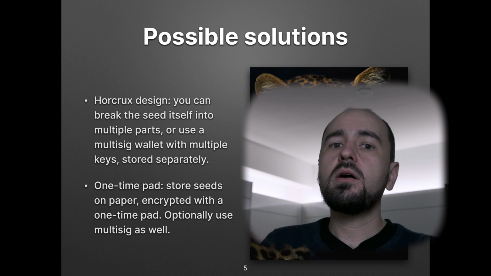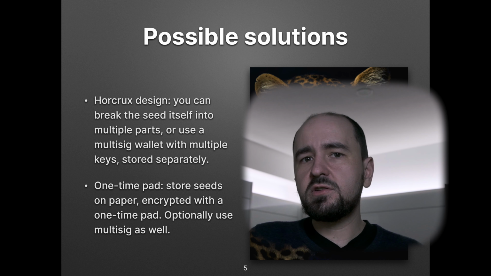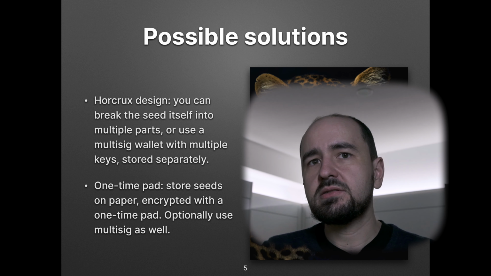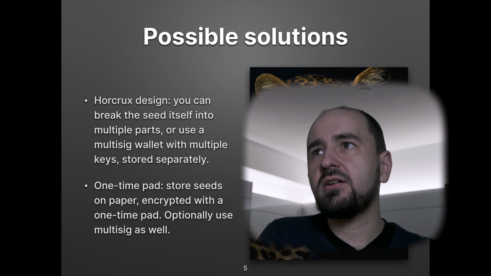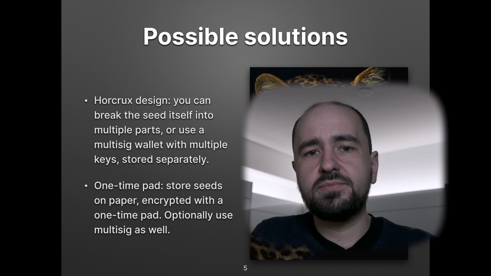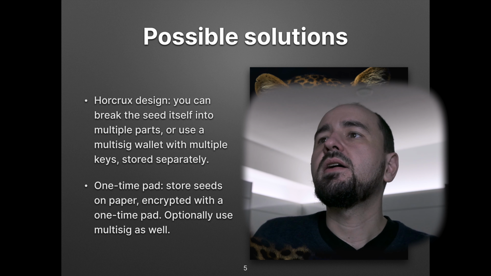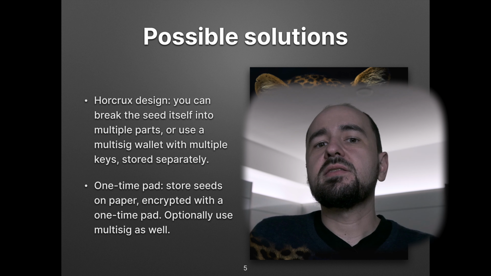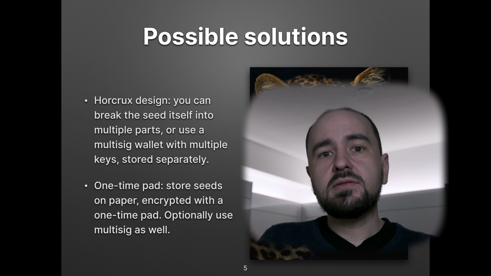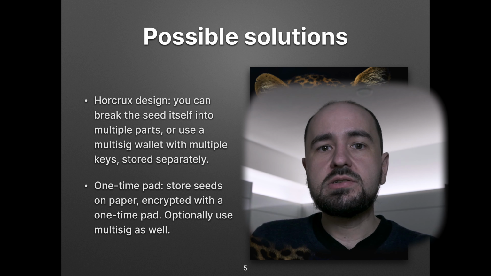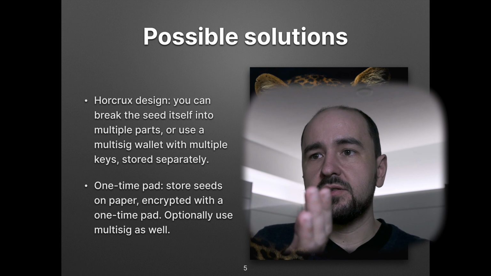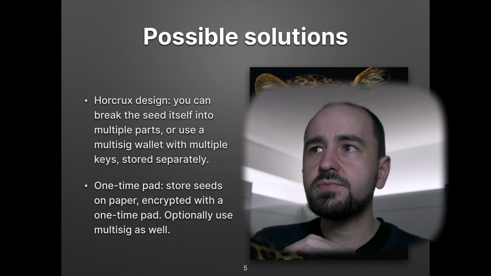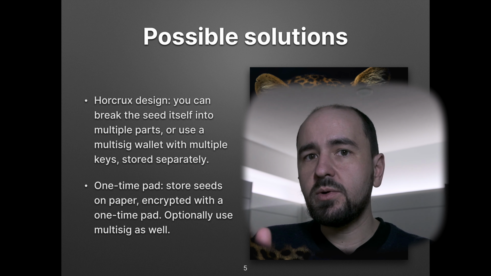So what can we do? There are two main ideas, I think. One is this Horcrux idea, as I call it, or like other people call it. I didn't come up with that. There's two ways to do this. One is that you actually break the seed itself into multiple pieces. So, for example, if you have 12 words, then you would take the first 3 and the second 3 and third 3 and fourth 3, and store those in separate, secure places. That's one way to do it.